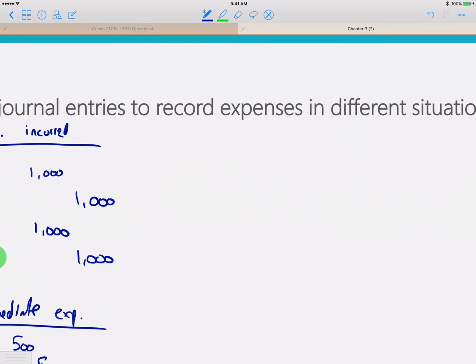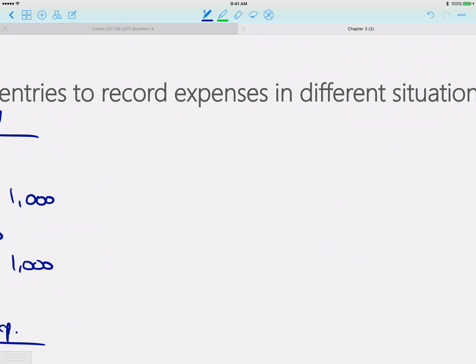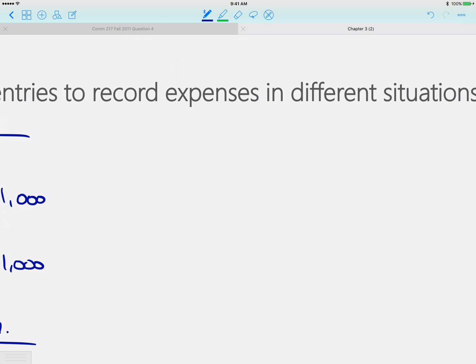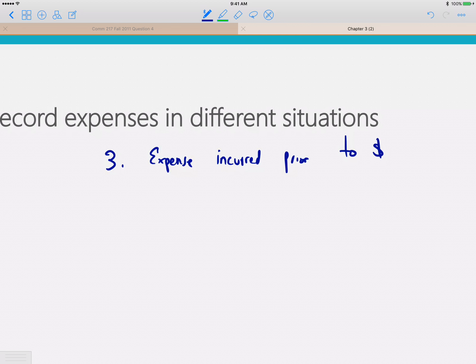And now let's look at a situation where we have actually incurred an expense before paying cash. So a common example of this would be wages or salaries of employees. We don't pay our employees every single day. We pay them every 2 weeks, as you may know from your jobs. But you've actually earned your salary, so the company has actually incurred an expense every single day you work. So expense incurred prior to cash. So we would debit the expense right away.